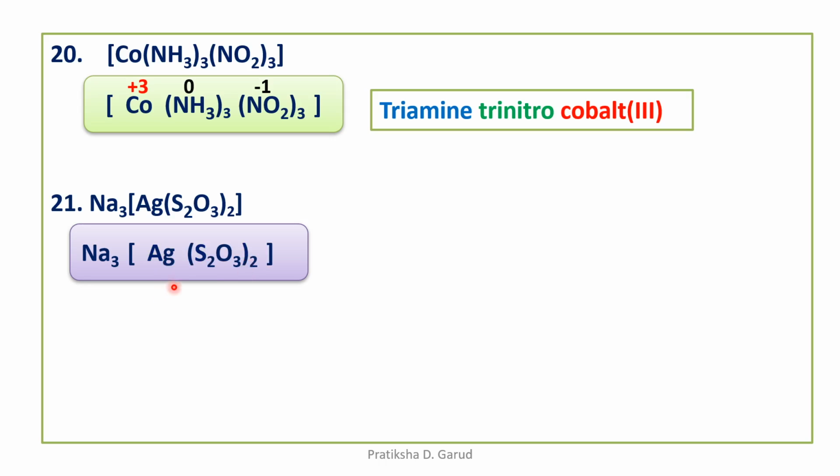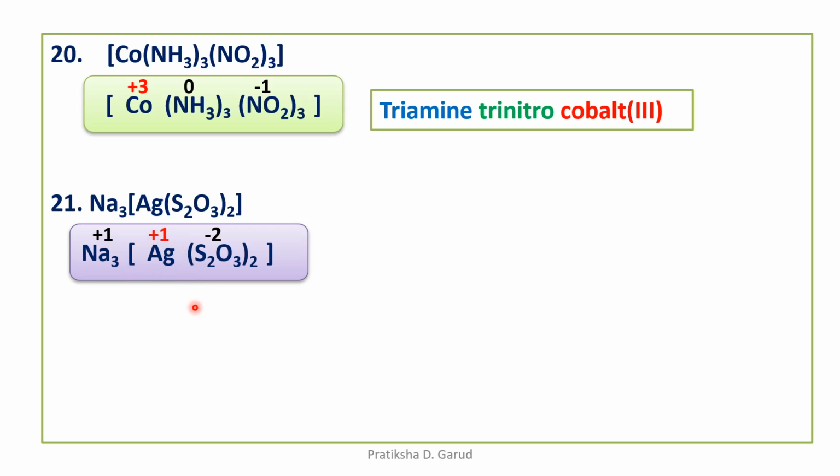Now in this anionic complex, silver is the central metal atom. Then this ligand S2O3 is the negative ligand which has the -2 charge. For one S2O3 there are two S2O3, that means it has the -4 charge. Then outside the square bracket we have sodium, a cation with a +1 charge. For one sodium, as there are 3 sodium, it should have the +3 charge, right? As it has a +3 charge, the complex should have the -3 charge. So the oxidation number of the silver becomes +1, right?